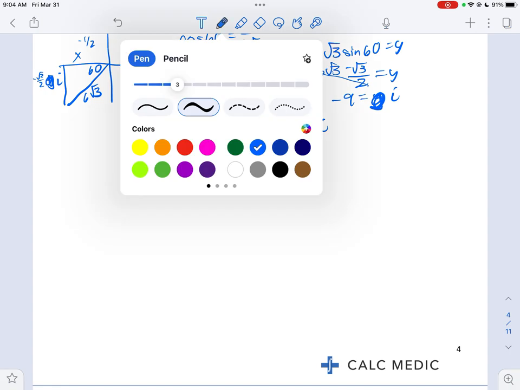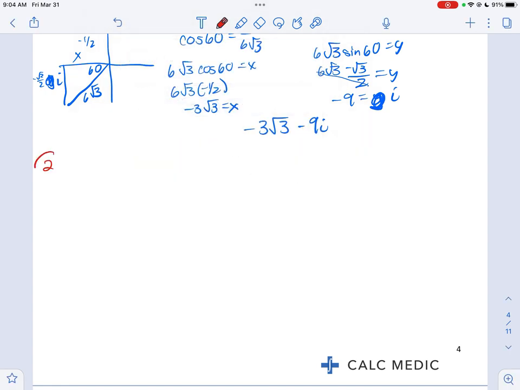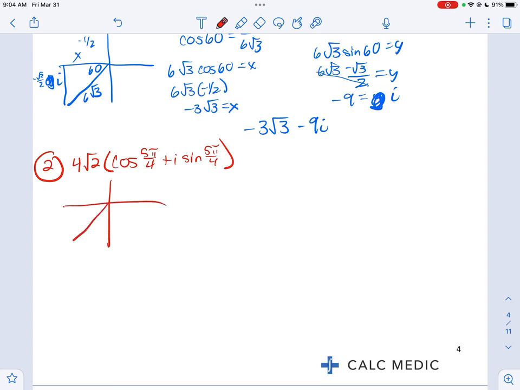So let's take a look at another one of those. Our second one we're going to look at: let's say we have 4 root 2 times the cosine of 5 pi over 4 plus i the sine of 5 pi over 4. So again, our angle measurement is 5 pi over 4. So I know that's 45, that's our imaginary and our x, and this is 4 root 2. Well, this is negative root 2 over 2, and again, negative root 2 over 2.